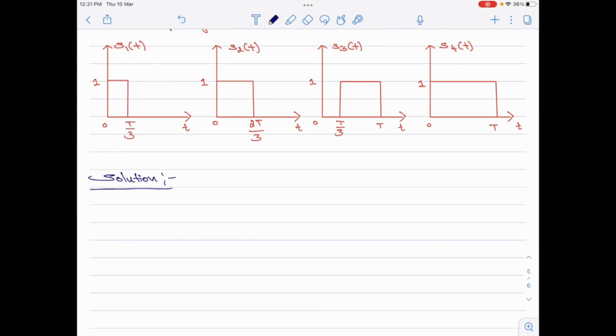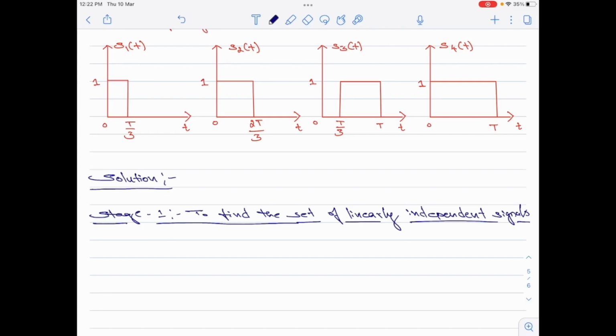We know that the Gram-Schmidt orthogonalization has two stages. The first stage is to find the linearly independent signals from the given set of signals. Let us start with that first. Now, to find the set of linearly independent signals, we need to analyze the given signals carefully and try to find if any one signal can be expressed as a linear combination of the others.